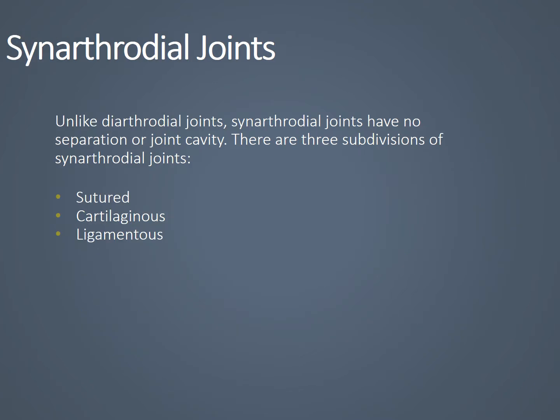Synarthrodial joints. Unlike diarthrodial joints, synarthrodial joints have no separation or joint cavity. There are three subdivisions of synarthrodial joints: sutured, cartilaginous, ligamentous.